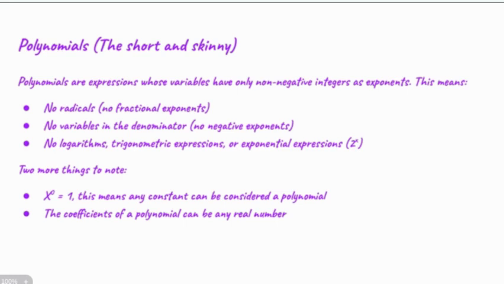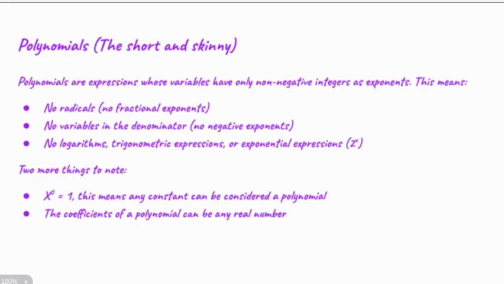Hello class, today we're going to talk about polynomials. And so here's what to look for when we're talking about polynomials, what they are. We're going to go over some examples. Let's put it into words first. So polynomials are the expressions whose variables have only non-negative integers as exponents.